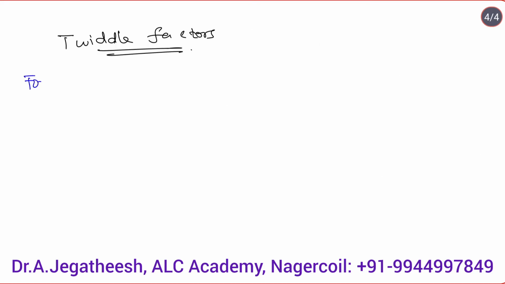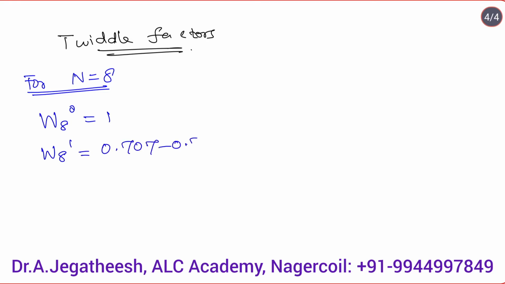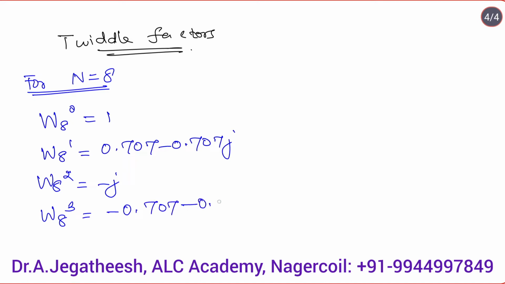For N is equal to 8, we need 4 twiddle factors, and the 4 twiddle factors are W8 power 0 equal to 1, W8 power 1 equal to 0.707 minus 0.707j, W8 power 2 equal to minus j, W8 power 3 is equal to minus 0.707 minus 0.707j.